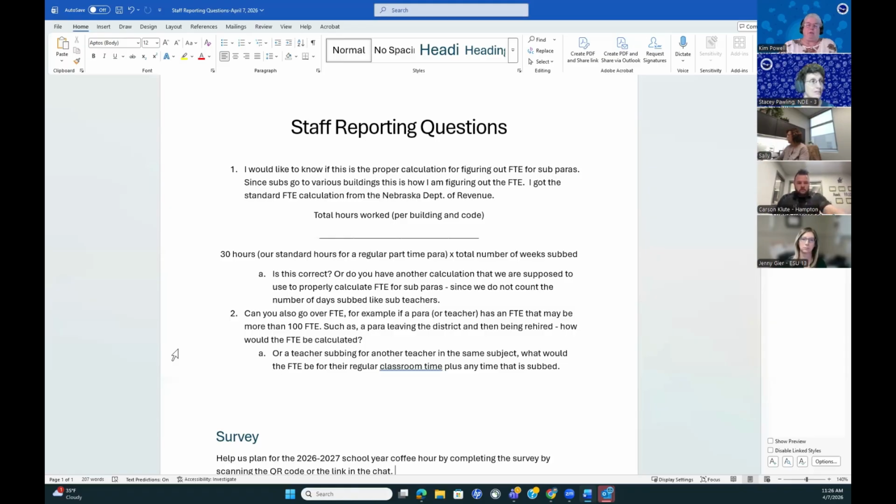And if they are covering both regular para and substitute para, you'll probably want to keep those hours separate because they would have two different position assignment codes. Yeah, I would think so.